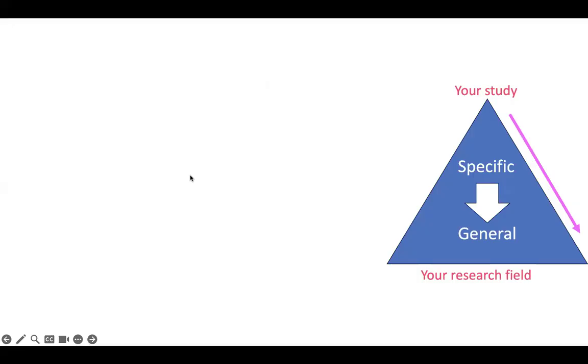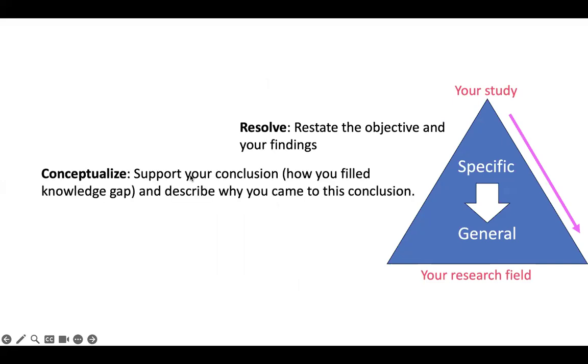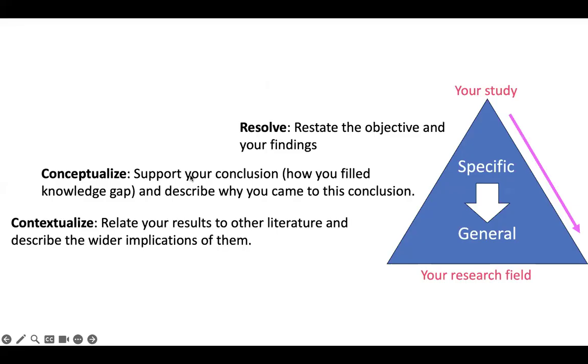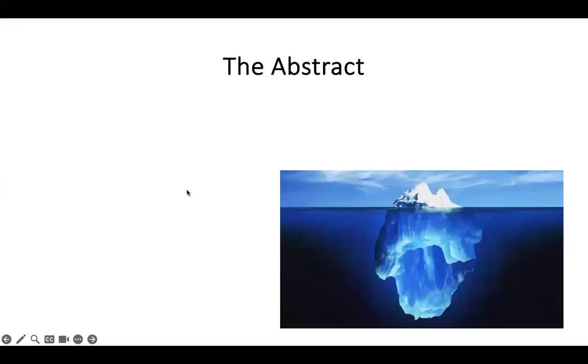So as a review, here's what we want to do in our discussion. First, resolve, restate the objectives and the findings; conceptualize, where you're supporting the conclusion and describing why we came to that conclusion; and contextualizing, which is where we relate our results to other literature and describe the implications and overall conclusions of them. Okay, so moving on, let's talk about the abstract.